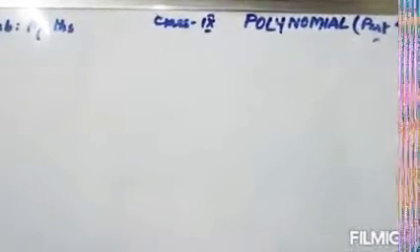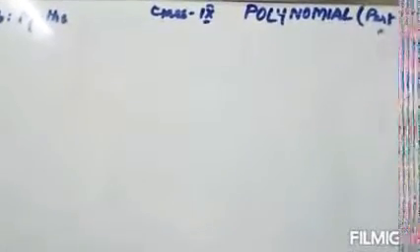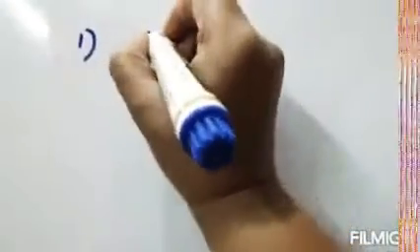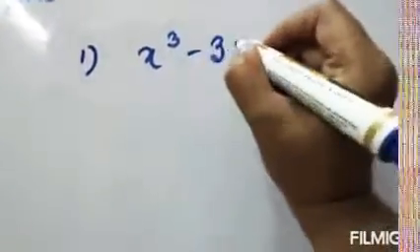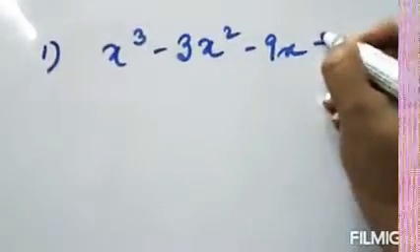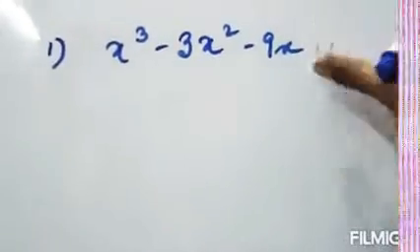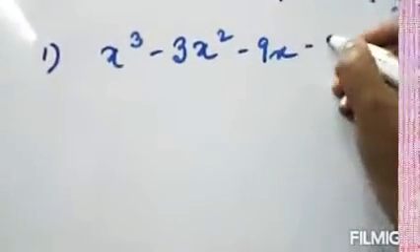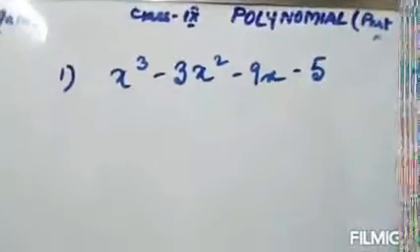Now let's take a difficult one. Okay, let's begin with, let's factorize x cube minus 3x squared minus 9x minus 5. Okay, we need to factorize this.